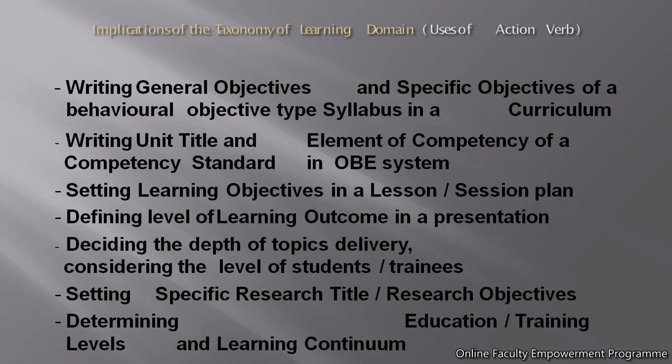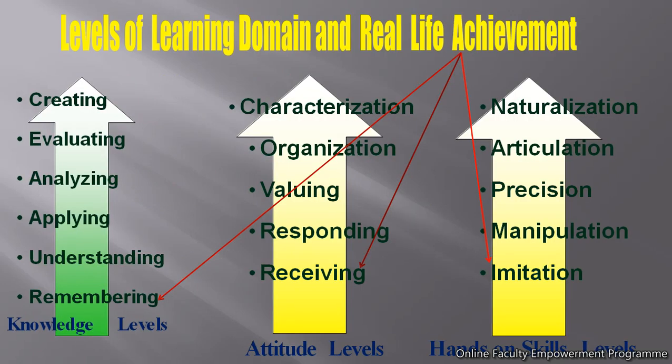You can identify the training levels to initiate a proper learning mechanism for the student community. Knowledge levels, attitude levels, hands-on skill levels you may consider in broad. Whenever the levels increase from remember to creating, automatically attitude levels will be satisfied from receiving to characterization.